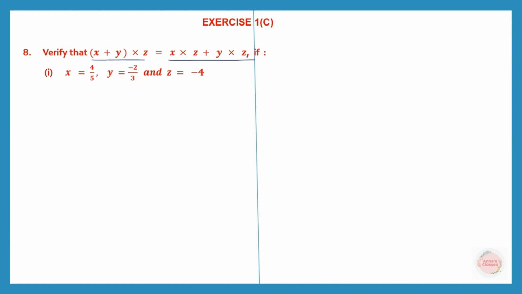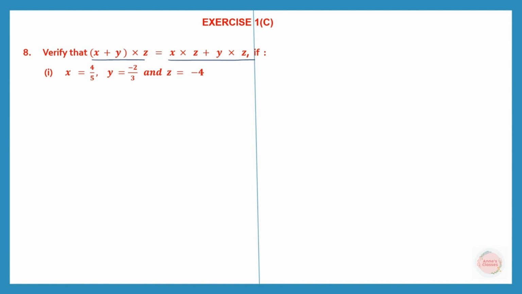Now this we already know. When we have a multiplication like this, how do we do this? We say z into x plus z into y. That's the same thing here, instead, z into x plus z into y. So we are going to verify that the left hand side is equal to the right hand side by substituting x as 4 by 5, y as minus 2 by 3 and z as minus 4.